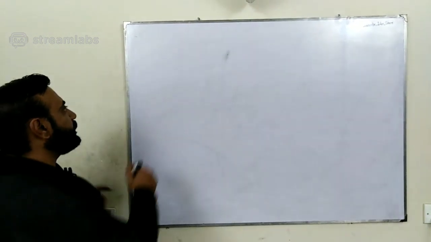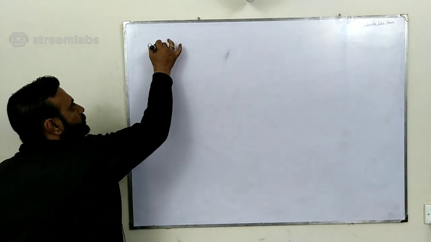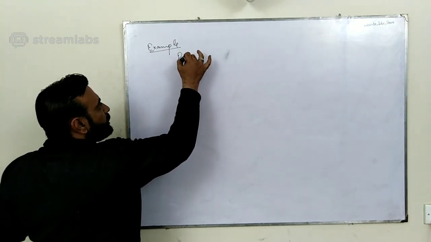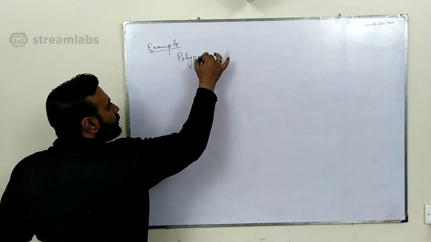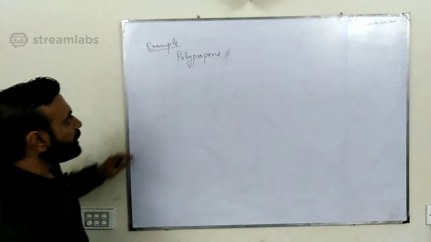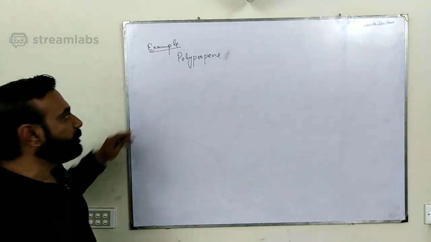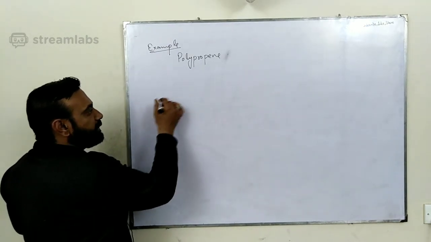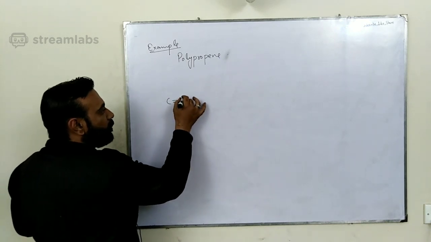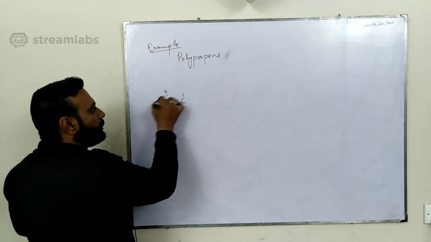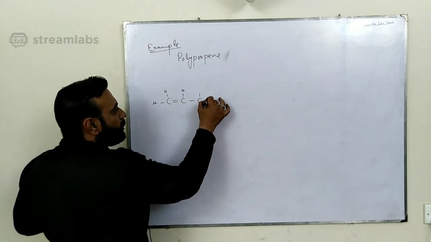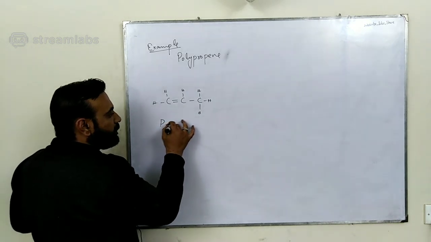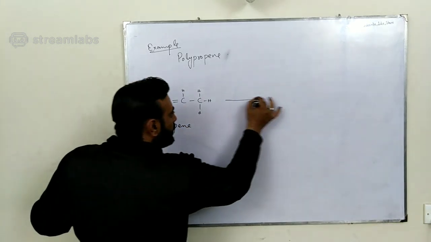I will start with an example of polypropene. See, this is the name of the polymer, polypropene. So what would be the name of the monomer? Monomer would be propene. So let us draw the structural formula of propene. This is the structural formula of propene and this is the monomer.